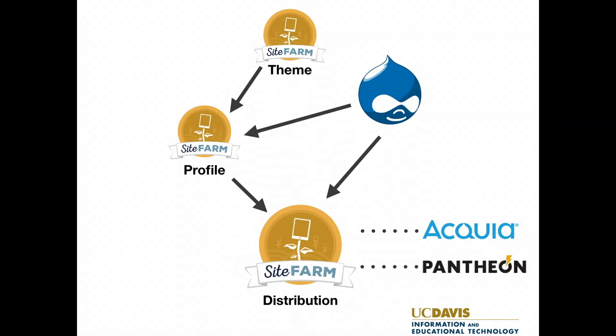We want to build a profile that can be deployed anywhere. We don't need to make it hosting specific. It can be hosting agnostic, so there's no reason to have extra modules like ACSF in there if a bunch of sites aren't going to need it. So it's better to keep only what's really a dependency, something you know is required. Better to have that stuff in the profile and then put the hosting specific stuff in the distribution.